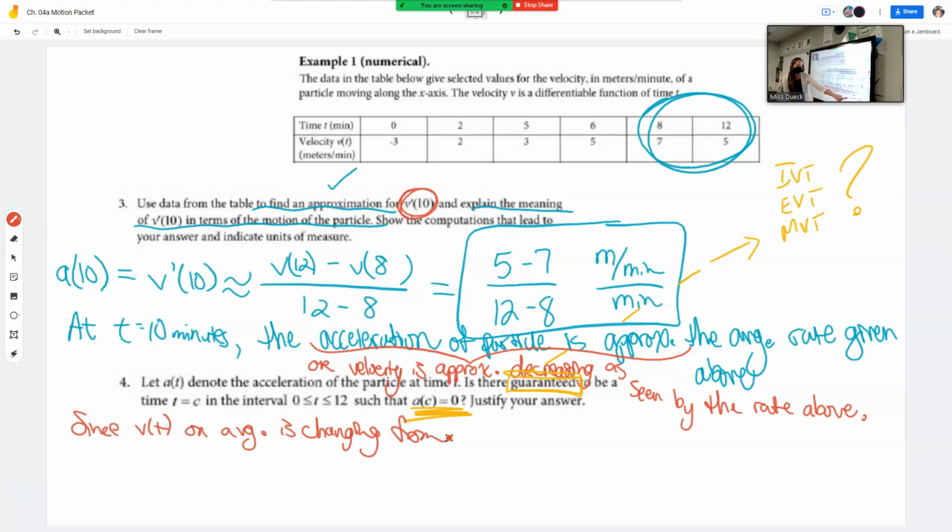Now, careful. I need to take what Hovan said. I need to add the words on average. Because I don't know if it's only increasing and only decreasing, but I can say on average. It's changing from increasing on 6 to 8 to decreasing. I said on average, it's okay. On 8 to 12.